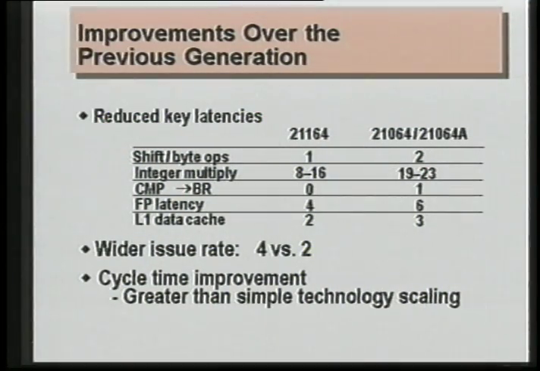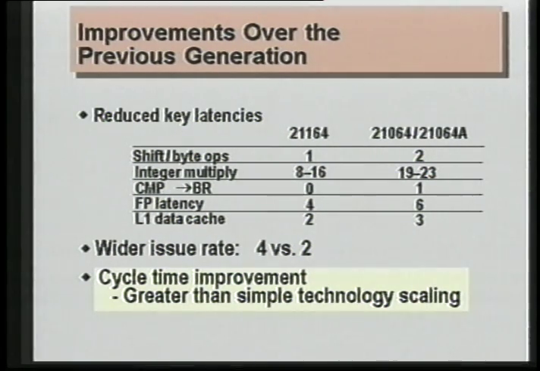This slide compares the 21164, which is the new chip that I'm talking about, to the preceding Alphas, the 21064 and the 21064A, the A version of that chip being implemented in the same newer CMOS technology as our chip, the 21164. Now, the key points on the slide are reduced key latencies, a wider superscalar design, and a cycle time improvement that's greater than the technology offers. I should also have had a point on this slide that says non-blocking high-throughput memory subsystem. That's definitely an improvement over the previous generation.